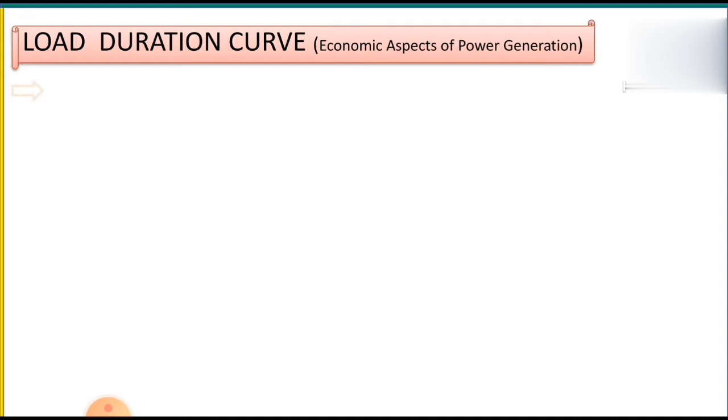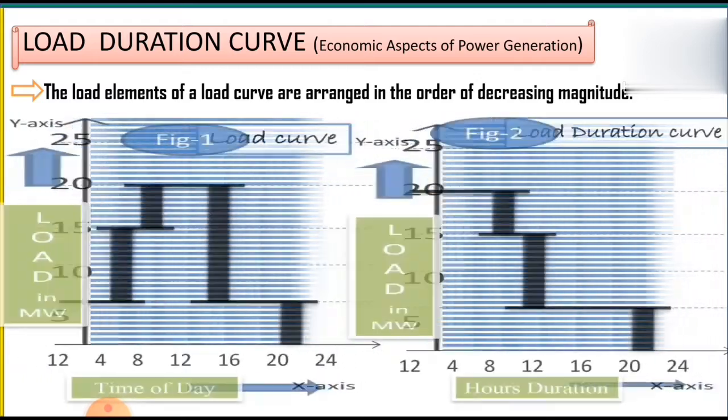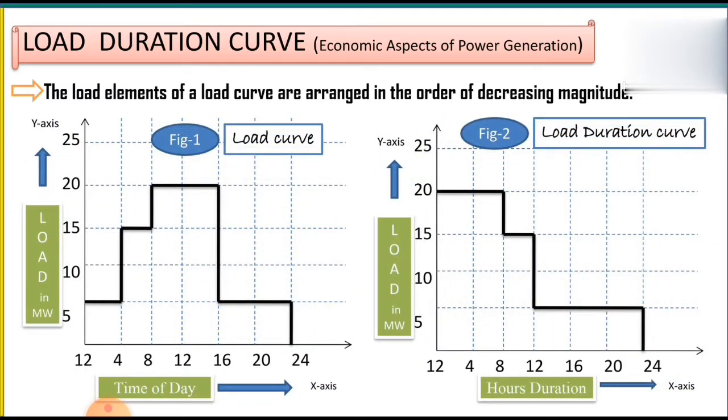From the load curve, when the load elements of a load curve are arranged in the order of decreasing magnitude, the curve thus obtained is called a load duration curve. The load duration curve is obtained from the same data as the load curve. In the load duration curve, maximum load is represented to the left and decreasing loads are represented to the right in the decreasing order.